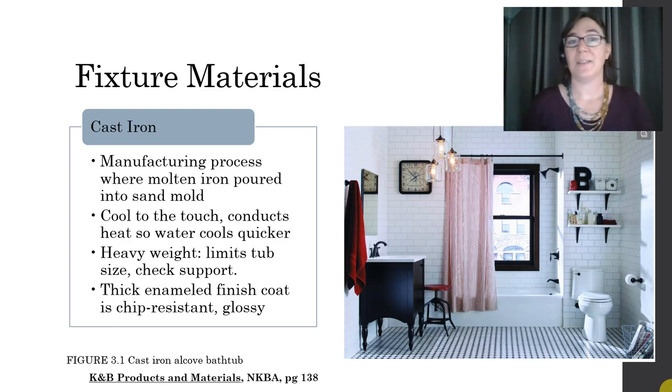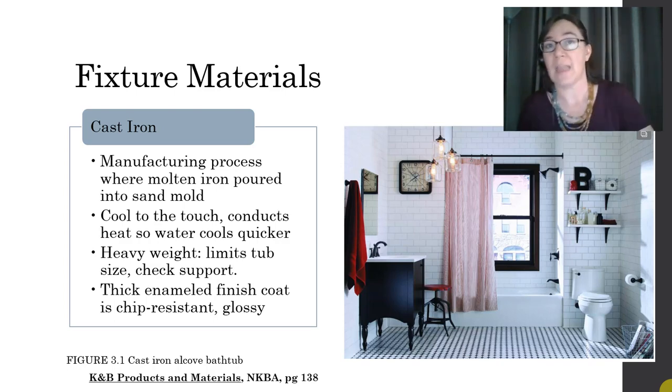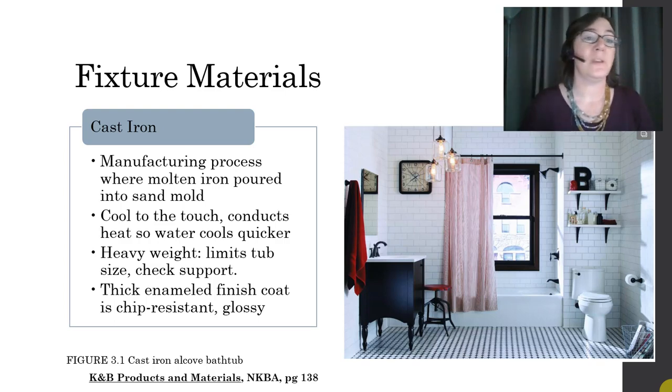Let's start with cast iron. This is typically used for bathtubs, although there are some sinks that also use cast iron. It's a manufacturing process where molten iron is poured into a sand mold. Cast iron is going to feel cool to the touch and it conducts heat. So your water is going to cool quicker in cast iron than some of the acrylics and plastics.